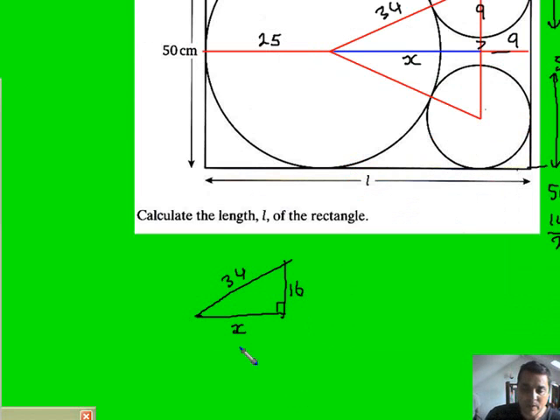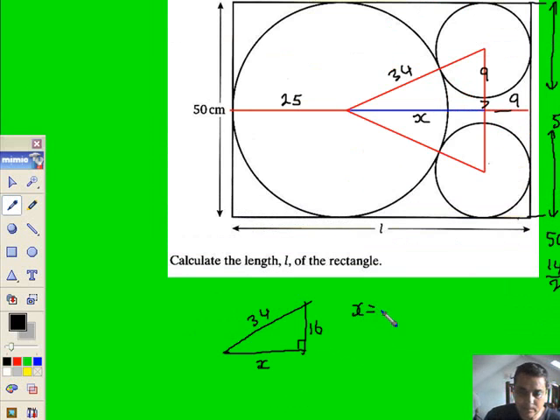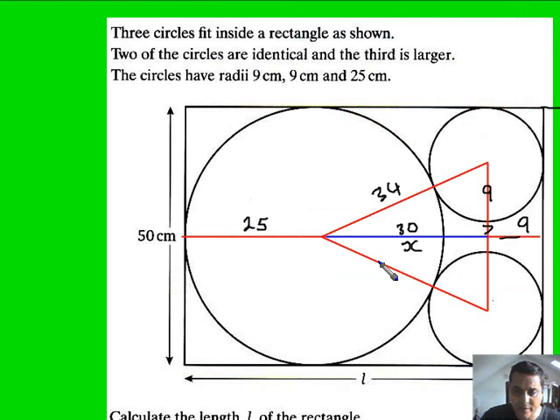So here I go. X is going to be 34 squared, the hypotenuse, take away 16 squared, the height of the small side, and then we're going to square root it. Let's just do that in one hit. So 34 squared minus 16 squared comes to 900. Okay, so 900. Now I square root that, and I know the answer is 30 straight away. So X equals 30. So in this storyline, I'm going to put a quick 30 down there.